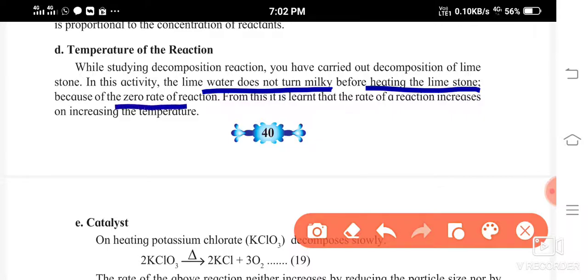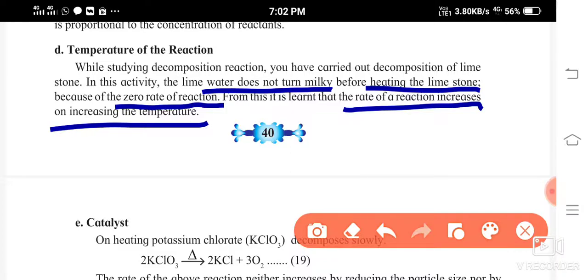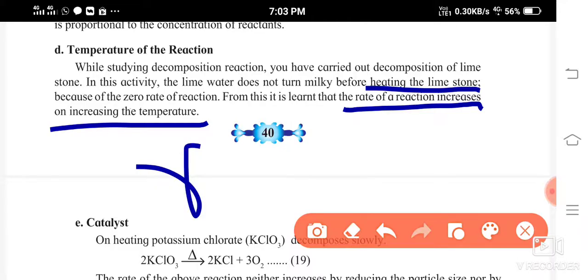Why is this? Because of the zero rate of reaction. So from this, what you are going to learn is that the rate of reaction increases on increasing the temperature, isn't it? So the rate of reaction is going to increase when you increase the temperature.